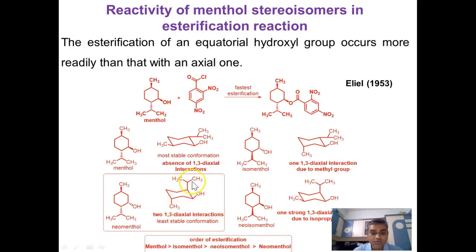Here there are two 1,3-diaxial interactions, here there is only one 1,3-diaxial interaction, and here again there is a 1,3-diaxial interaction. So among all these four conformations, esterification of the equatorial OH is occurring, but apart from that, the other factors, the 1,3-diaxial interactions, are also taken into consideration, and therefore menthol reacts fastest. Isomenthol reacts faster than neoisomenthol, and neomenthol reacts the least.